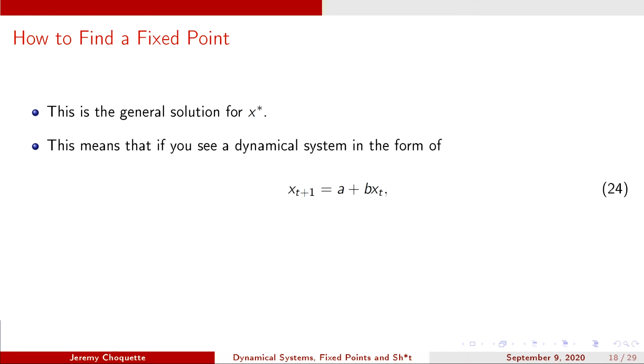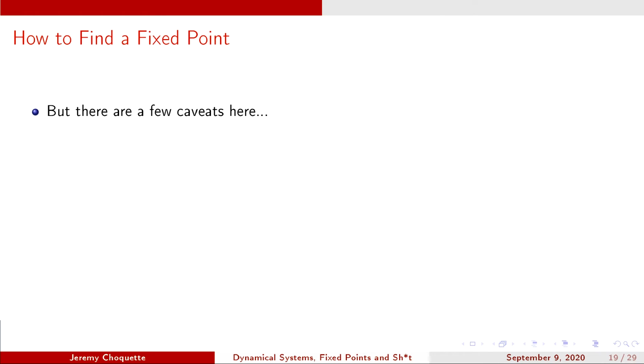So if you ever see anything like this, x_{t+2} = a + b times x_{t+1}, x_{t+n} = a + b times x_{t+n-1}, etc., all you do is just set the x's equal to each other and then solve for x. So the solution is always, always, always going to be a over 1 minus b. But there's a couple of caveats to this.